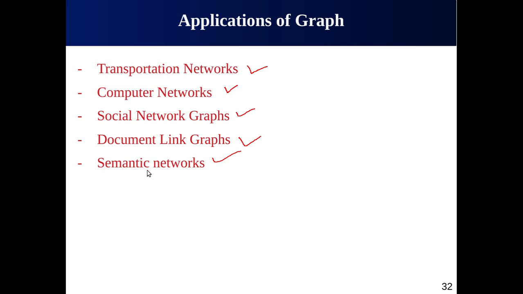Here, the vertex will represent words or concepts, and the edges will represent the relationship among these words or these concepts. Okay, so the semantic network is an application of the graph. In a similar way, we can use graphs for communication, like telephone sets or computers are the vertices, and the lines, fiber optics or wireless lines connecting these devices, they are edges.